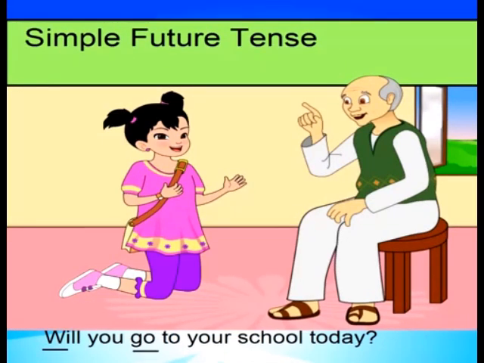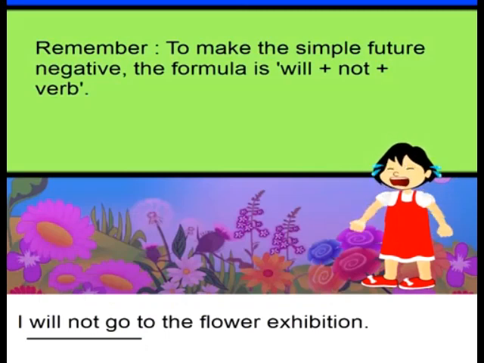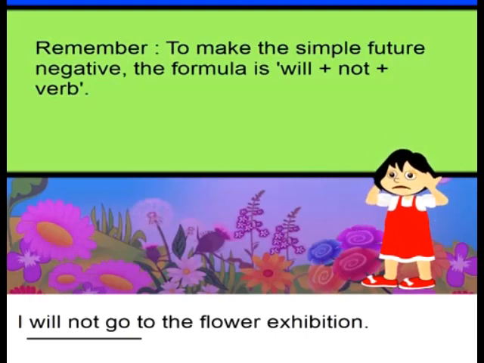Let's take another example. Will you go to your school today? Again, will indicates that the action go is in simple future tense. Now, how do we construct a sentence in simple future tense? First, will plus verb. Now, let's learn how to make a sentence in simple future negative tense. The formula is will plus not plus the verb. I will not go to the flower exhibition.